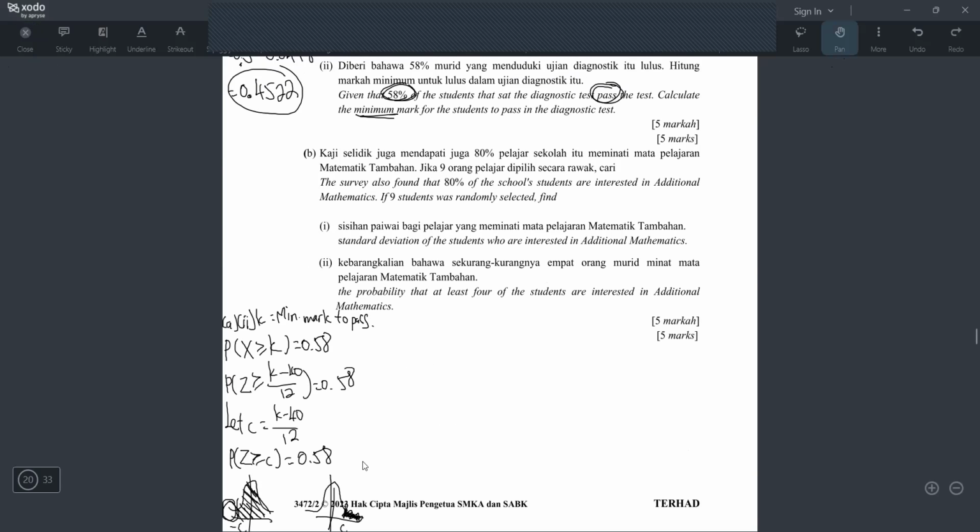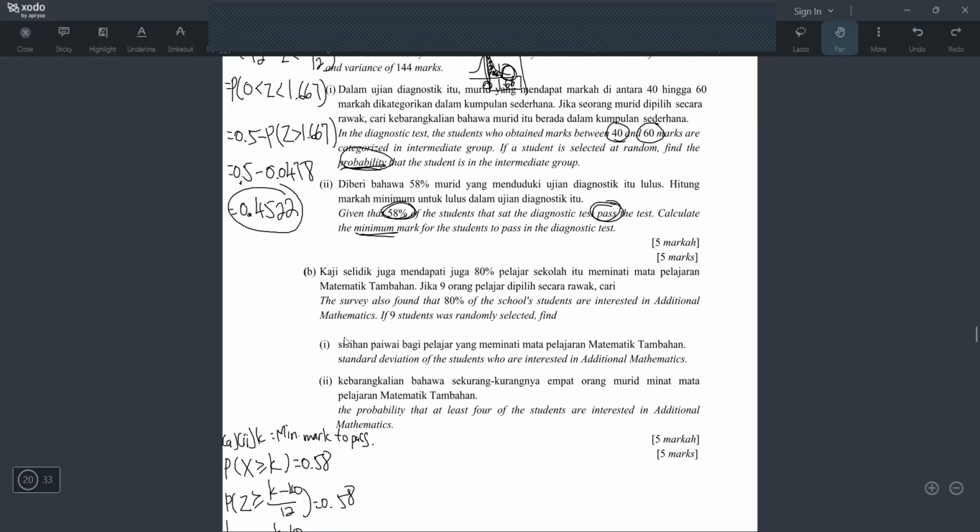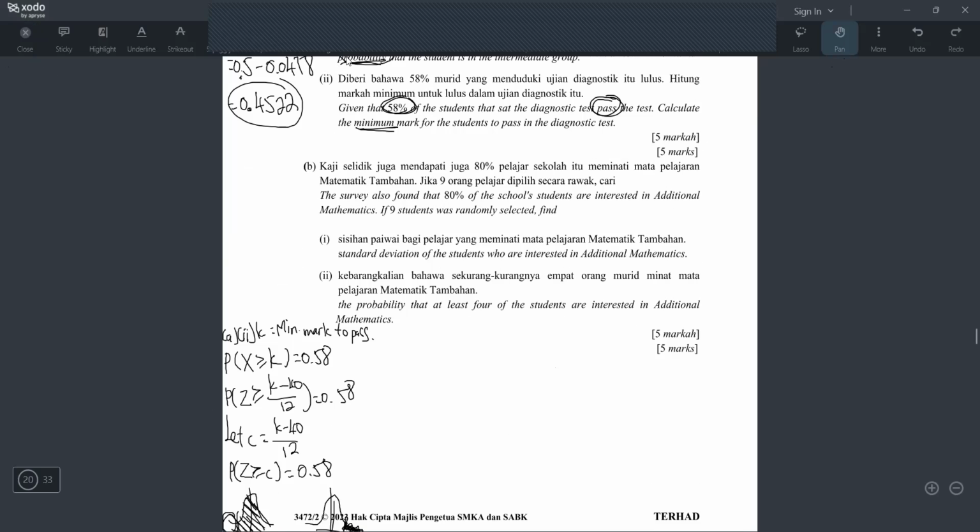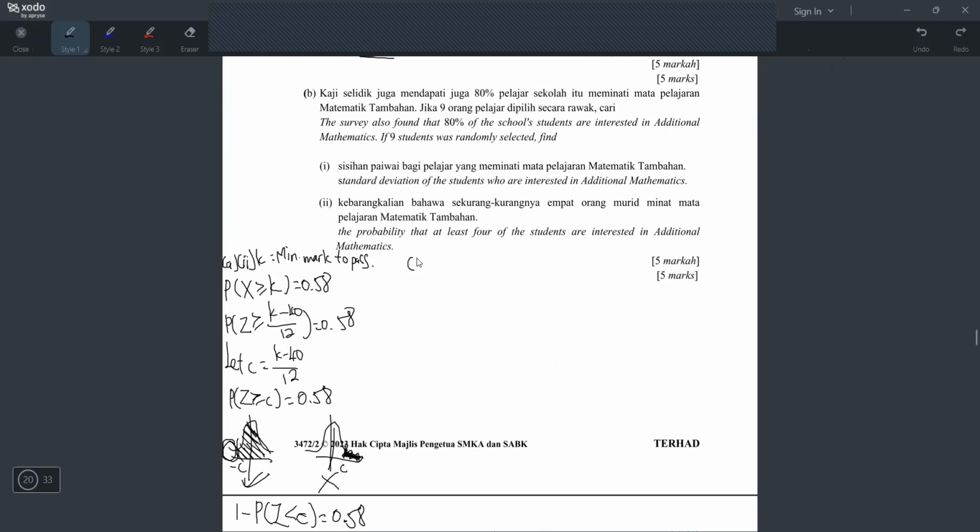Okay, let's continue with B. B and A are completely different, even though it's the same question, but they are not related. So B, let's read the question. The survey also found out that 80% of the school students are interested in Addmaths. If 9 students were randomly selected, find the standard deviation.